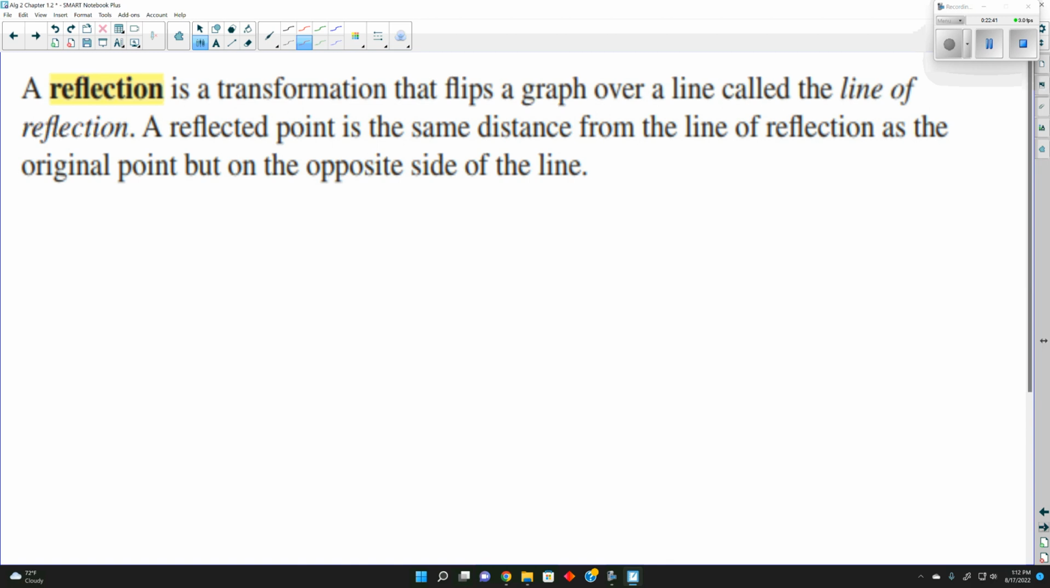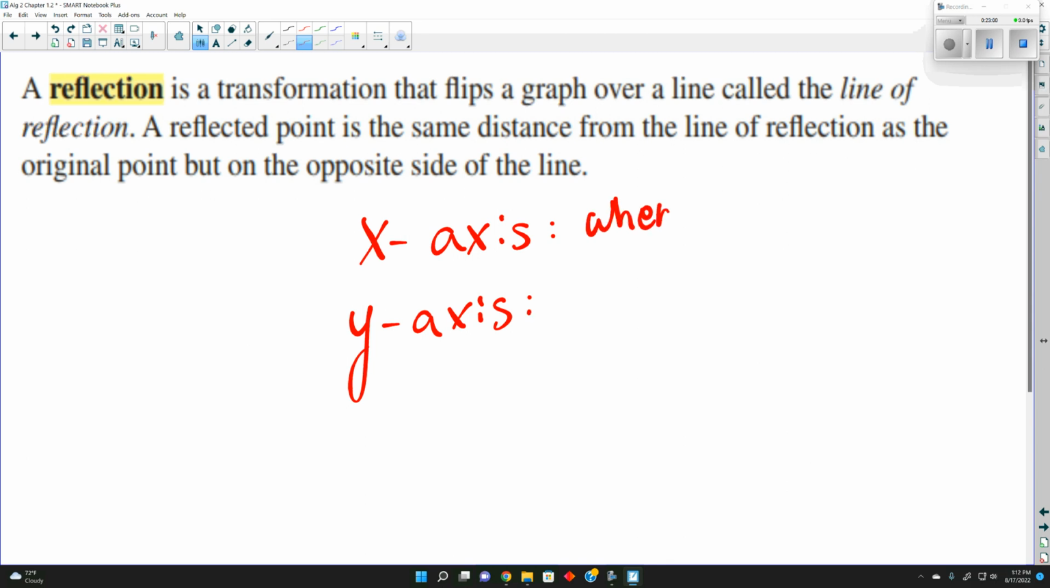A reflection. There's 2 ways that it can reflect. One is across the x-axis and one across the y-axis. It reflects across the x-axis when A is negative. When the A value is negative, it reflects across the x-axis.